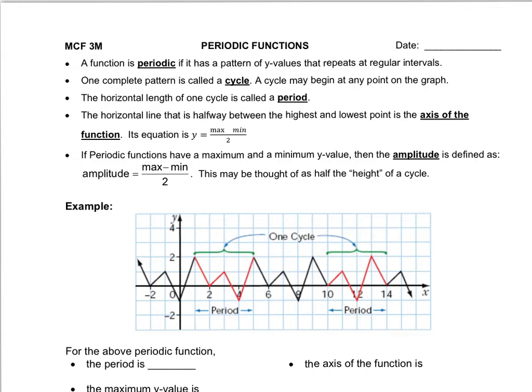So welcome to our introduction to periodic functions here. For this note, I've given you the PDF with most of this stuff already on it, so you don't have a lot to write down, which is kind of nice for you guys.